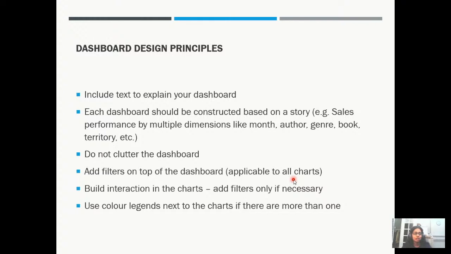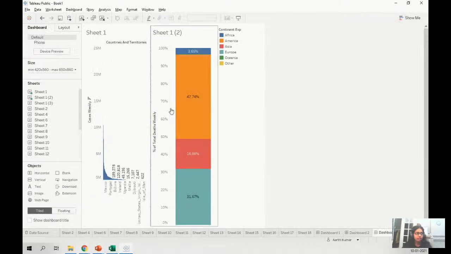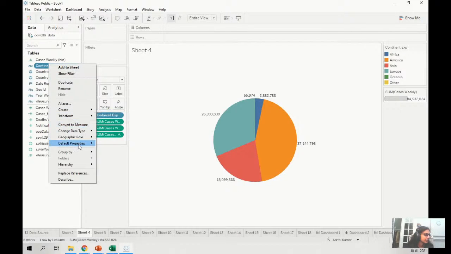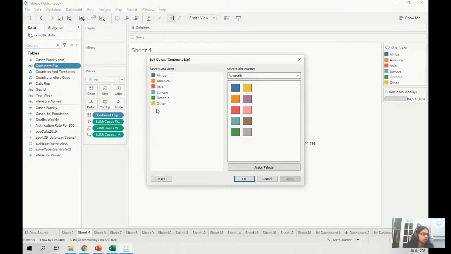Again, use color legends next to the charts if there are more than one. One of the beautiful things that Tableau does is when you use a particular column, it always assigns the same color if you use it in a different chart as well. So for example, here, let me go to this sheet. Let me right click on the continent, and then here I can do default properties, which is the color, right? So I can say what color each of these values in the column will take, so that wherever I use this column in my data, the same color legend is retained.